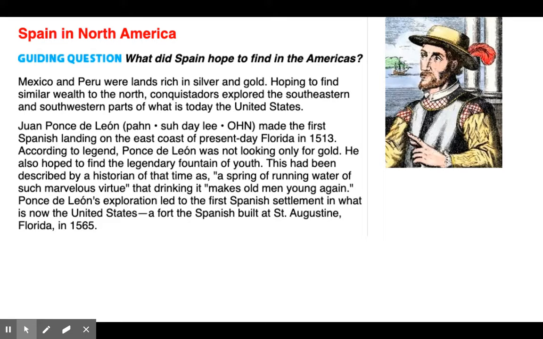According to legend, Ponce de Leon was not looking only for gold. He was also hoping to find the legendary Fountain of Youth. This had been described by a historian of that time as a spring of running water of such marvelous virtue that drinking it makes old men young again. Ponce de Leon's exploration led to the first Spanish settlement in what is now the United States, a fort the Spanish built at St. Augustine, Florida, in 1565.